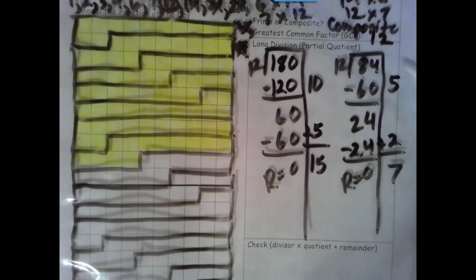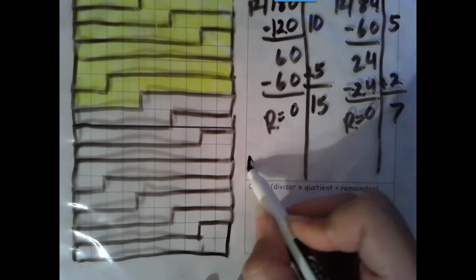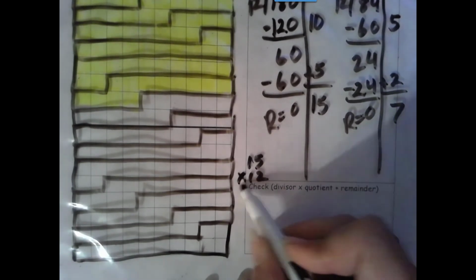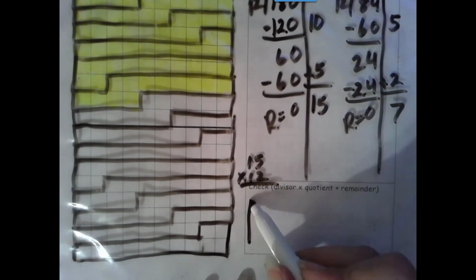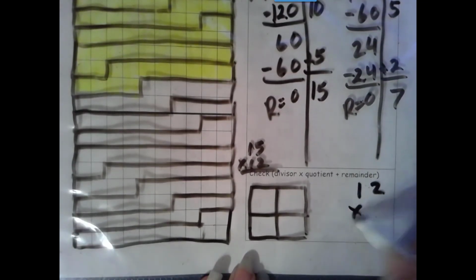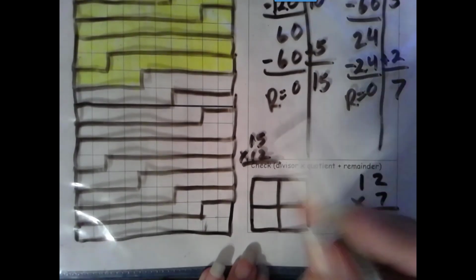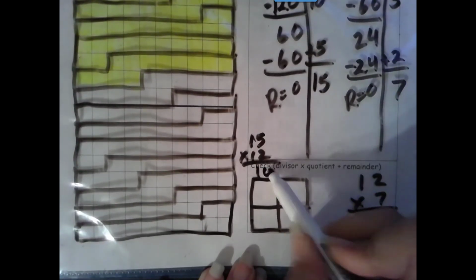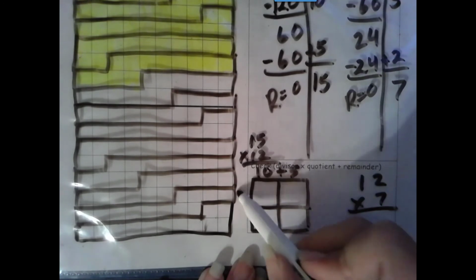Now we're going to check divisor times quotient plus remainder, divisor times quotient plus remainder. Since our remainder is 0 for both, and the identity property of addition says when you add 0 it stays the same, I'm not going to take time to add 0. Here I have a 2-digit by 2-digit. So I'm going to use my area model this time to multiply. So I have 10 and 5 is 15.